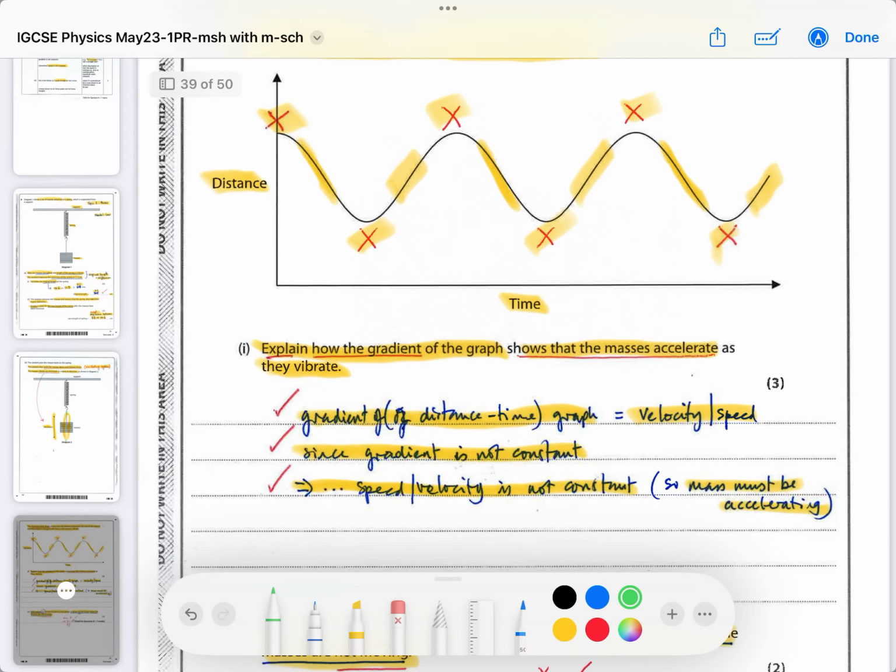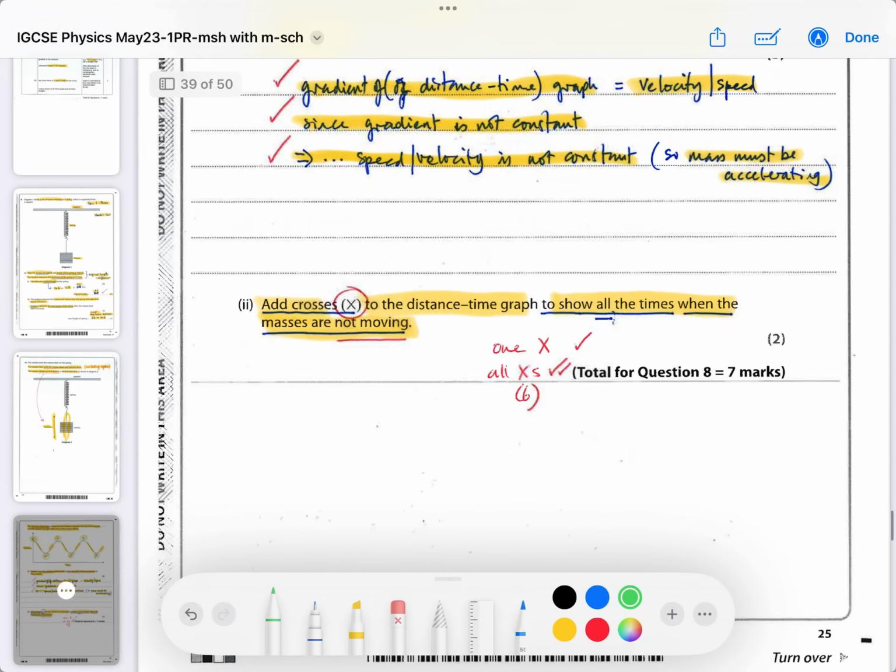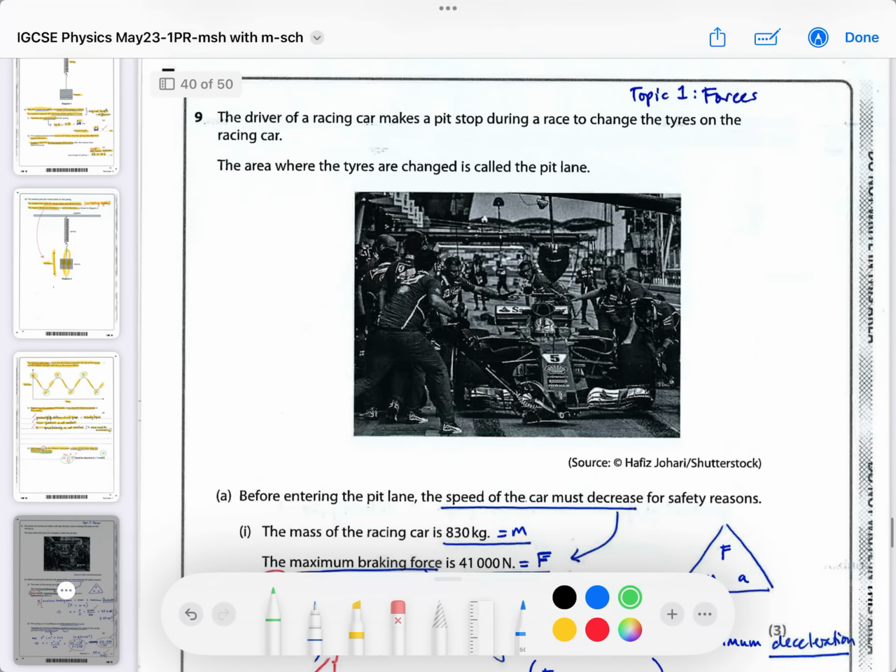So that's what I've put here. If I just put one of these, I'll get 1 mark. If I put all of the turning points, all 6 of them, I will get 2 marks. These are the 6 points where the object is turning, and therefore it shows times when the masses are not moving. Okay, so that's how you get the 2 marks. Put all 6 x's. All right, so that's question 8 done.